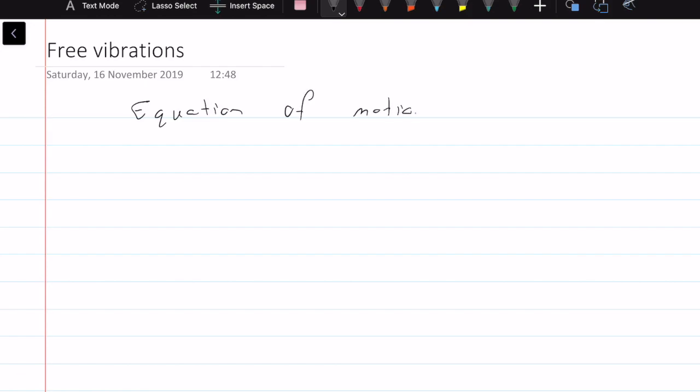for a system. There are two main methods that we will be considering. The first method is Newton's method. Newton's method makes use of Newton's second law of motion. There's a number of steps for this. Let me just jot down how we're going to go about solving the equation of motion using Newton's second law.